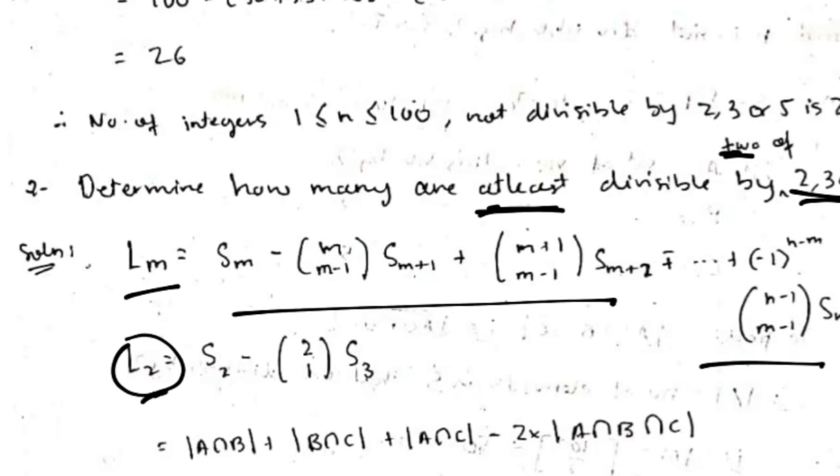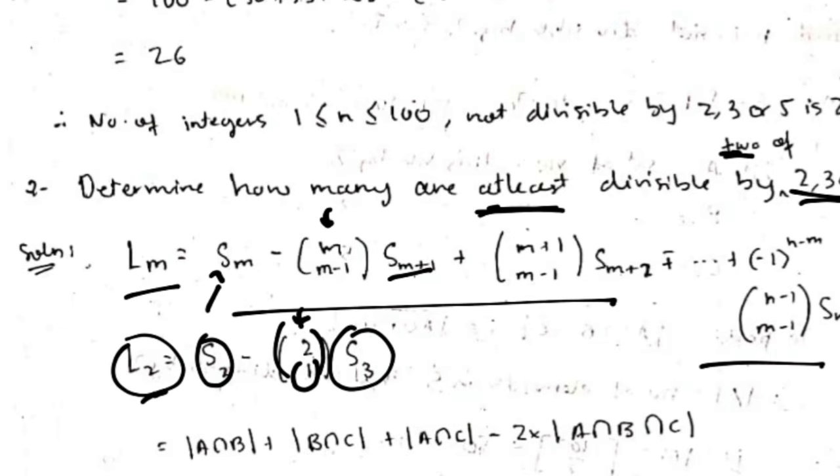So L2 we have to find out, and by using the value of L2 we will write first S_m. See, m is 2, right? So S2 will be written here minus m choose m minus 1, where m is 2, 2 minus 1 is 1, so 2 and 1 will be written, and S3 for m plus 1.